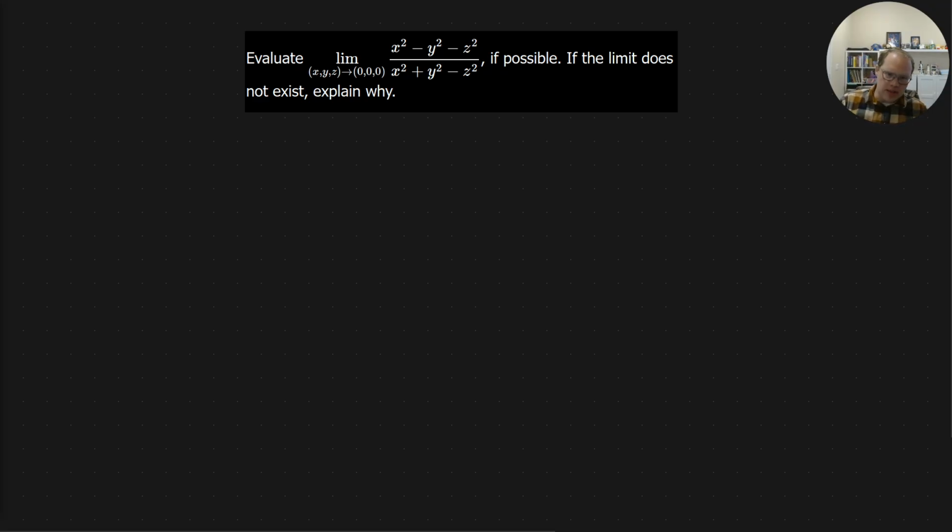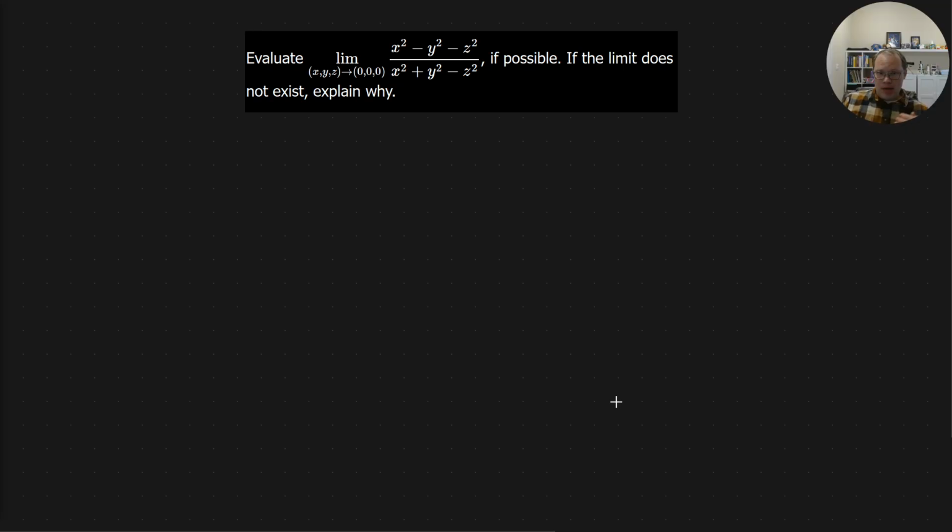So the same technique that we're learning here about looking at a limit along different paths, it works for 3 variables also. So let me do an example with that just so we can see what's going on here. Okay, so here we have the limit as x, y, and z all approach 0 of x squared minus y squared minus z squared over x squared plus y squared minus z squared. So just as a check, we could look along different paths.